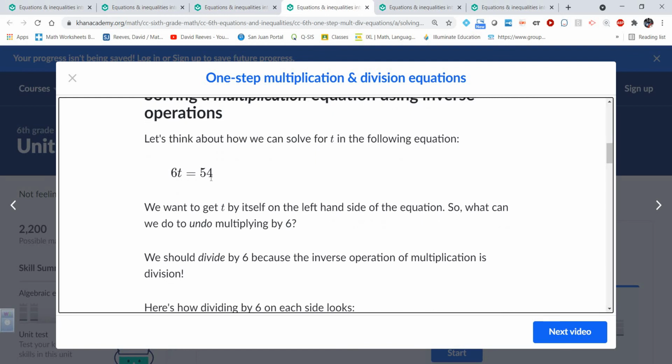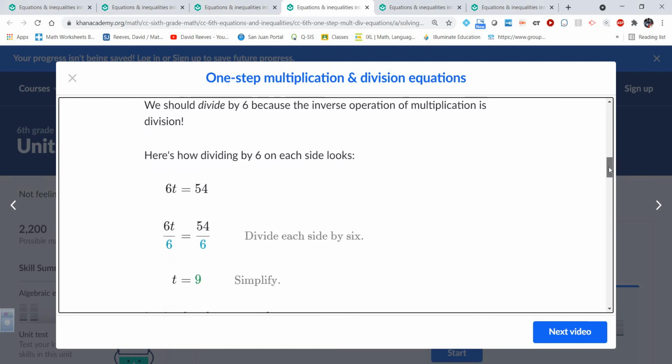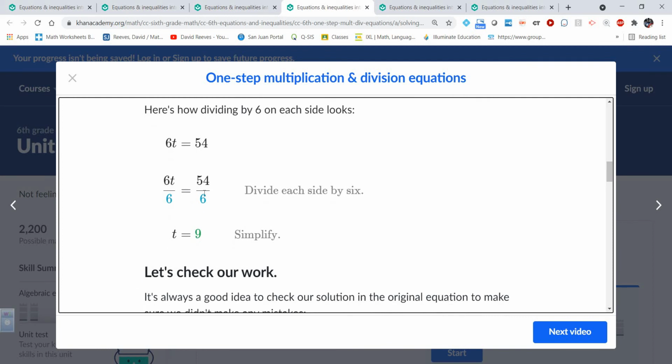So take a look at this equation. It's 6t equals 54. And remember, 6 is the coefficient, t is the variable, and when you have a coefficient in front of a variable, it means multiplication. So again, our goal is still to find out what t is. What is t before I multiplied it by 6? So what am I going to do? I'm going to divide by 6. You can see they divided both sides by 6. Remember, whatever we do to both sides keeps the equation true and balanced.